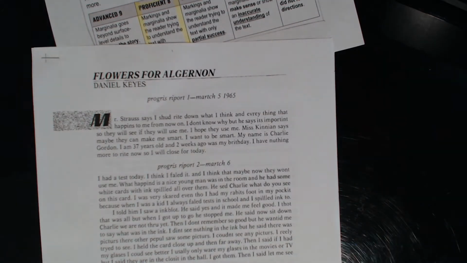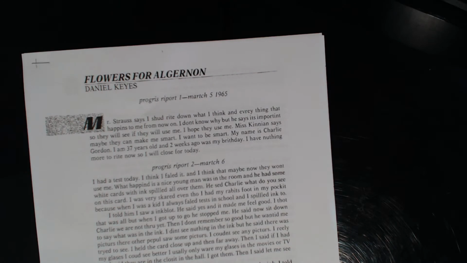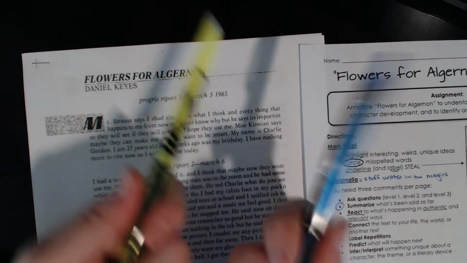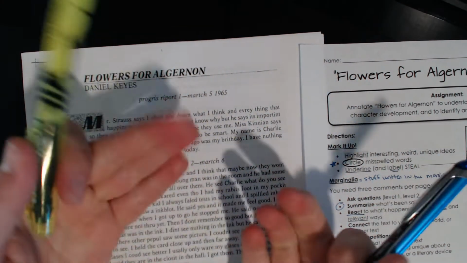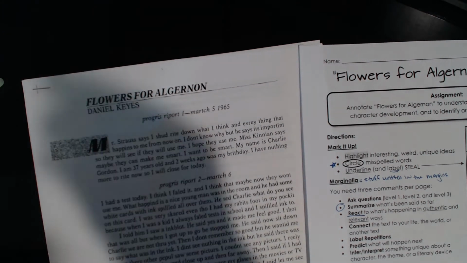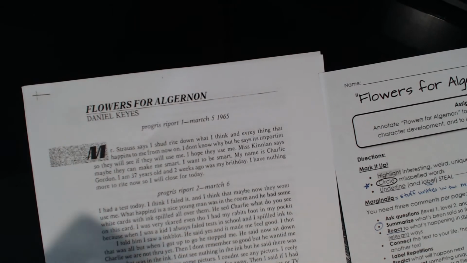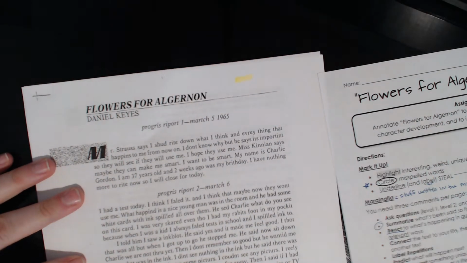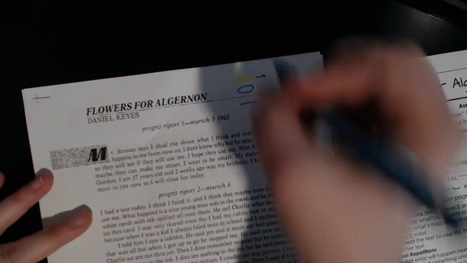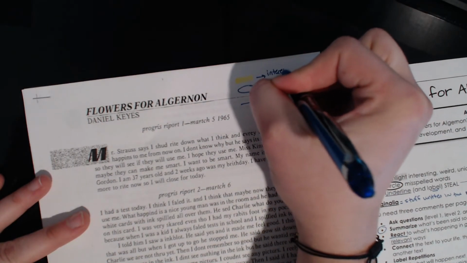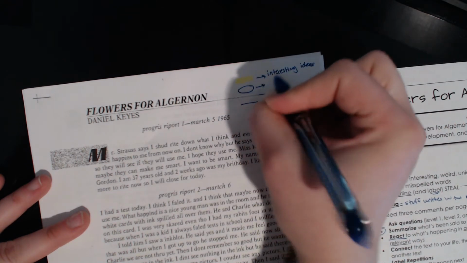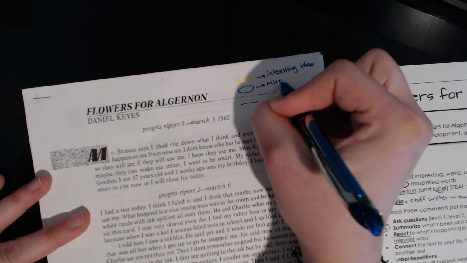Okay, let's get started. I'm going to mark up Progress Report 1 and 2 as a model. Please follow along, and you can go ahead and mark the same things, or you can watch this and then do your own version. First thing I want to do is remind myself what I'm highlighting, what I'm circling, and what I'm underlining. I'm highlighting interesting or important ideas. I'm circling misspelled words, and oh my gosh, that's going to be a lot.